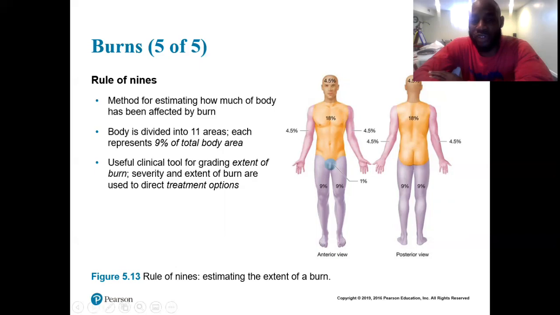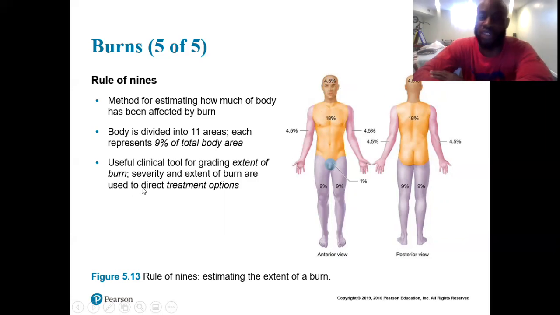Well, they count each leg as 9%. So if you burn both legs, that's 18%. Each arm is 4.5%. So if you burn both arms, that's 9%. The middle torso, the front, the anterior, is 18%. And your head is 4.5%.